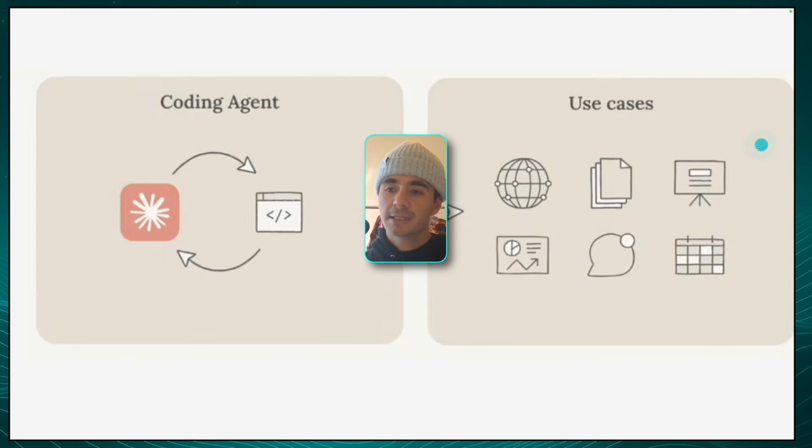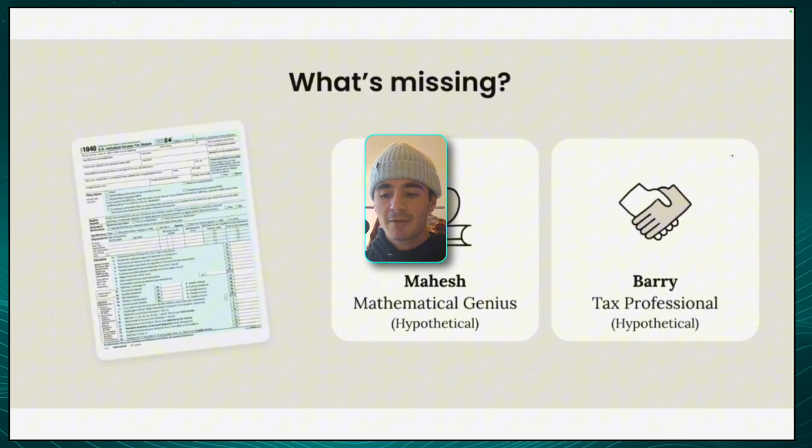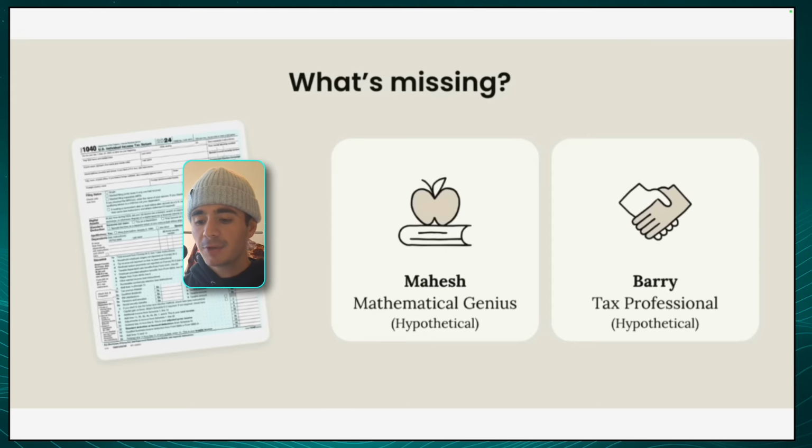Now, I want to give you guys a good example here. Let's say that I had to file my taxes, and we had 2 options of someone to ask to do our taxes for us. We have Mahesh, who's a mathematical genius. In this case, this would be like our traditional ChatGPTs or our traditional Anthropic Claude Code models. And then we have Barry. Barry is a tax professional. Now, he may not be as capable or as smart as Mahesh, but he is really an expert in this domain. And so he's able to apply his skill set to helping you fill the taxes out in the exact way that you wanted to get them done.